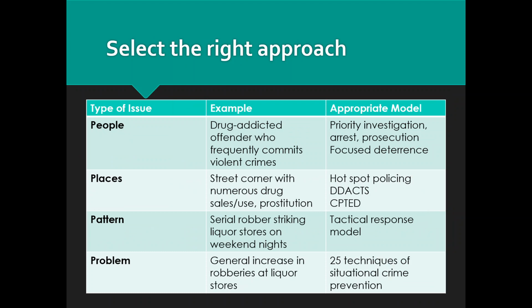For places, we have a variety of strategies that focus on the geographic location. Hotspot policing that could involve bicycles and foot patrol and vehicle patrols. DDACTS, of course, as one of those types of hotspot policing, and CPTED, crime prevention through environmental design, which can be an important part of a DDACTS model if you choose to develop it that way.